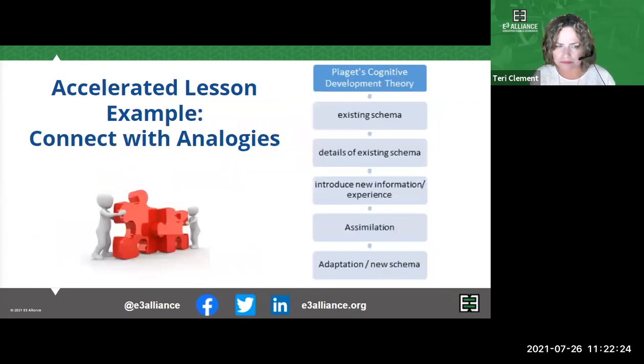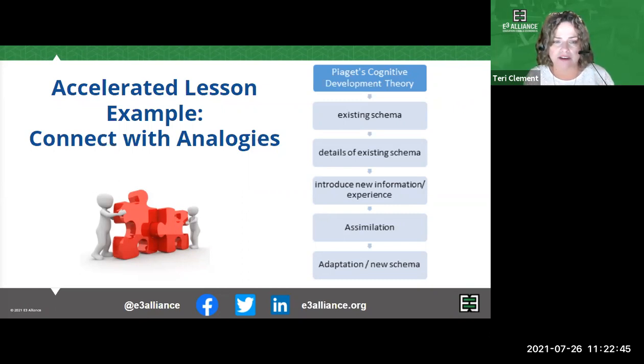a moment. The deep dive that I wanted to share with you is the idea of using an analogy to really anchor something that students already know or are familiar with to something you need to introduce to them, a brand new idea.